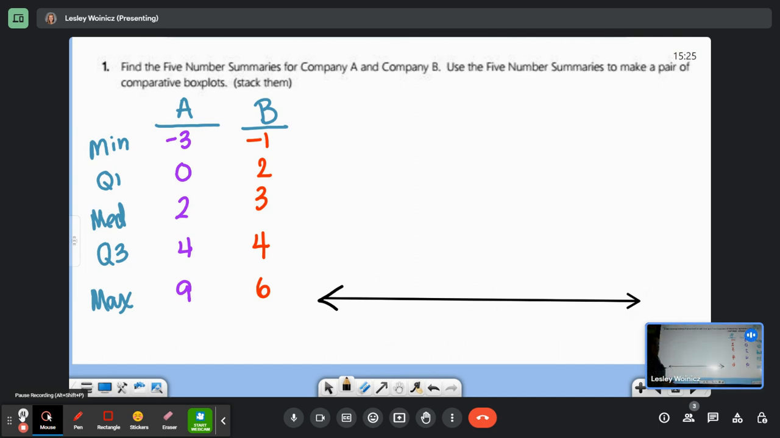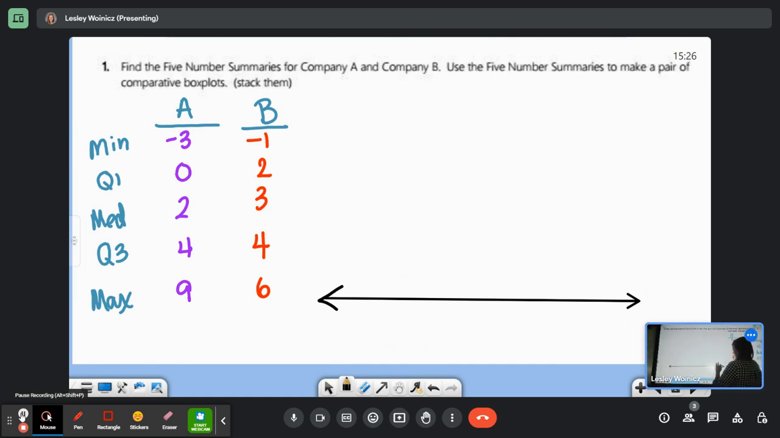Okay, so take a look at our mins and our maxes. Do you guys see that we need to go from -3 to +9? Okay, so that's what we're going to do. I'm actually going to go from -4 to +10 and go by twos. Does that sound okay with everybody?